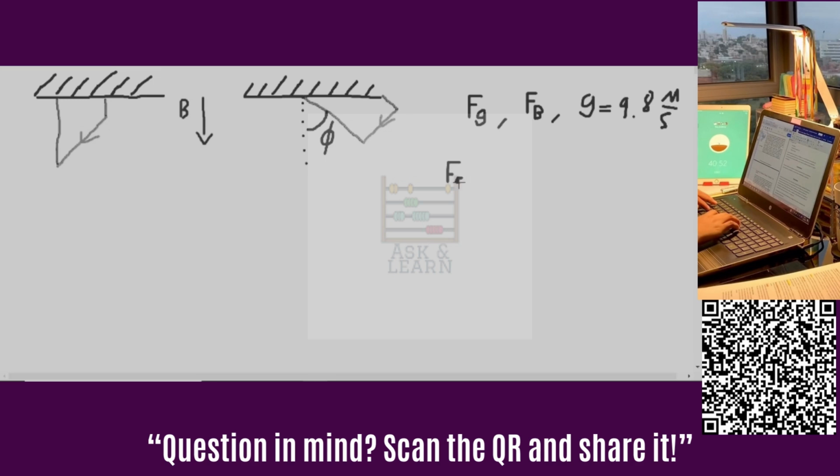We know the force due to gravity is equal to g times our mass. And mass is in kilograms. We are given the mass of this rod, so this is something that we can calculate. Just simply multiply the mass of the rod by g, which is 9.8. That will give you this F sub g.